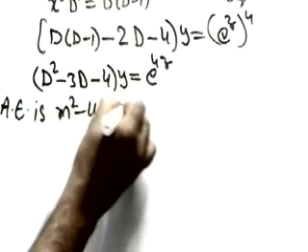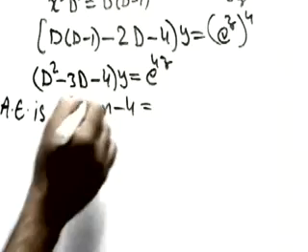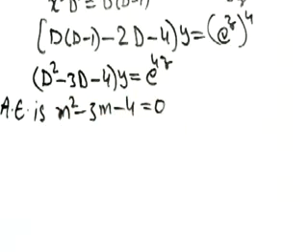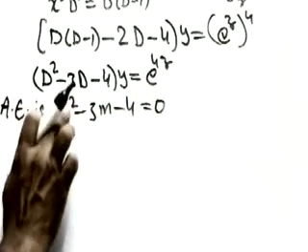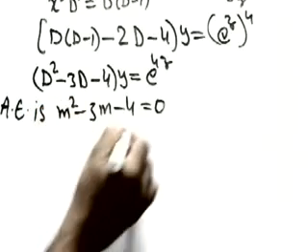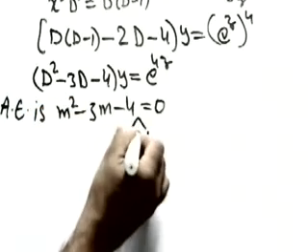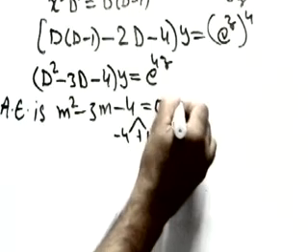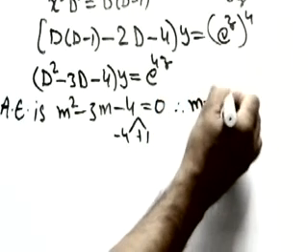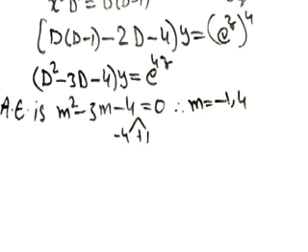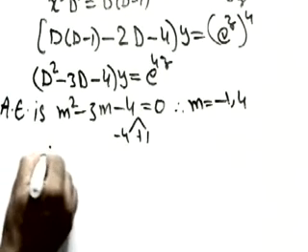Now the auxiliary equation is m square minus 4m minus 3m minus 4 equals 0. It's easy: if you take it from the calculator, no problem, you will get the correct answer. But if you want to factorize, the two ones are minus and plus. So from the calculator you will get m equals minus 1 comma 4.